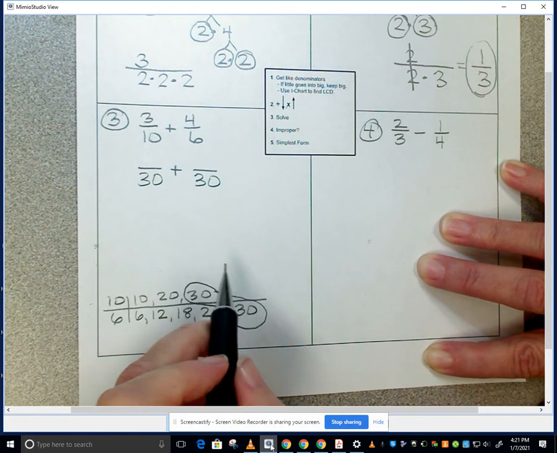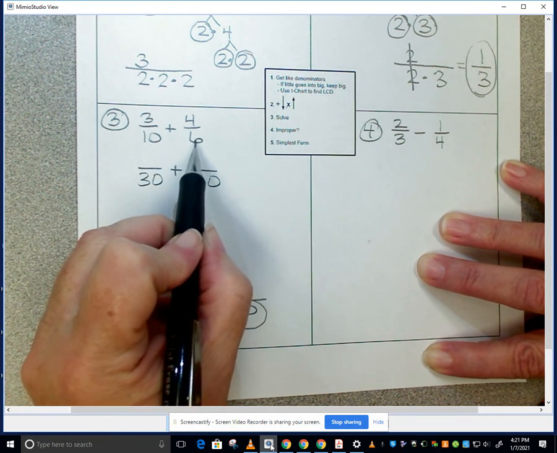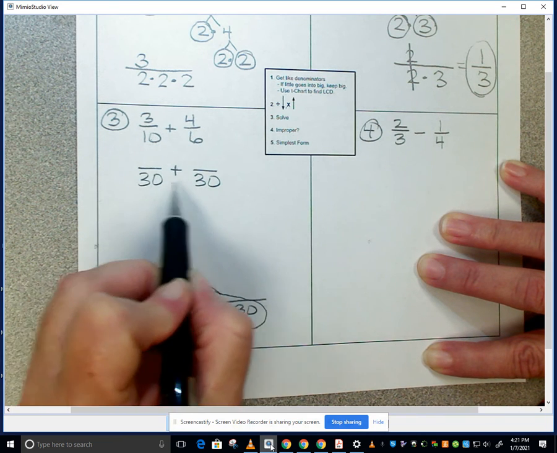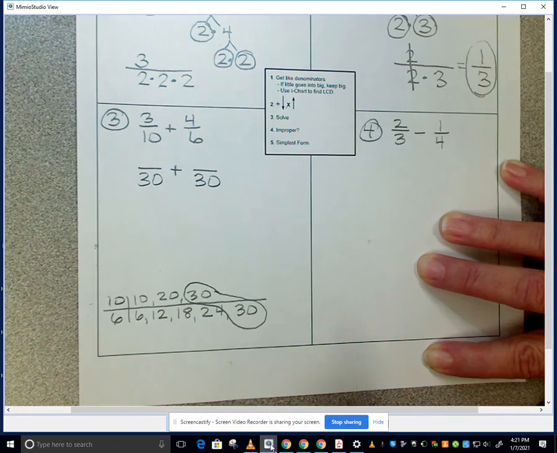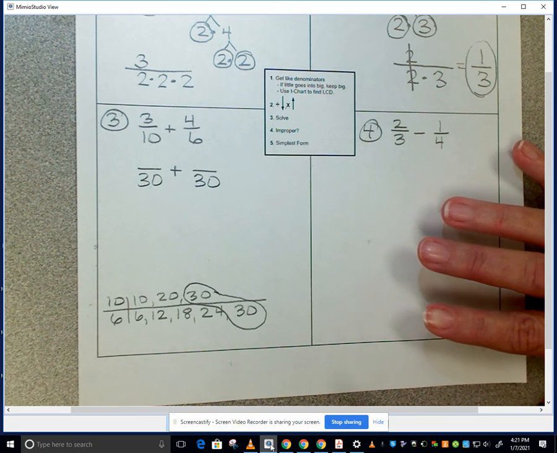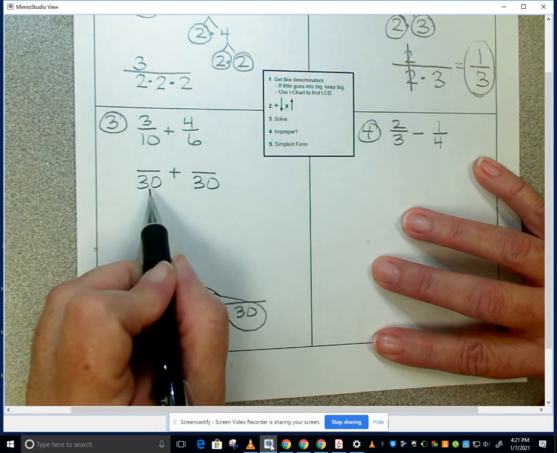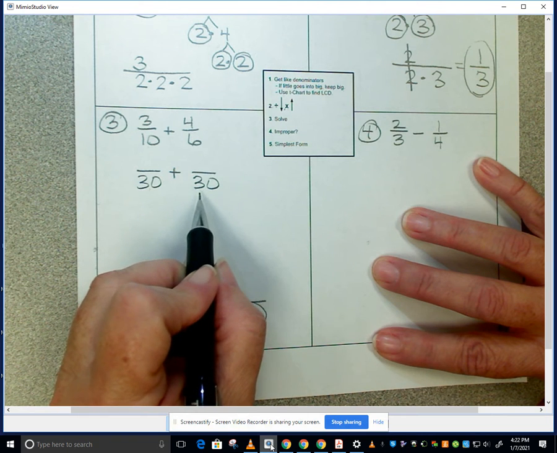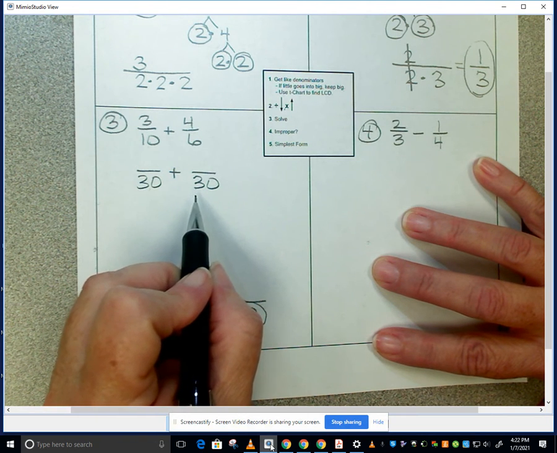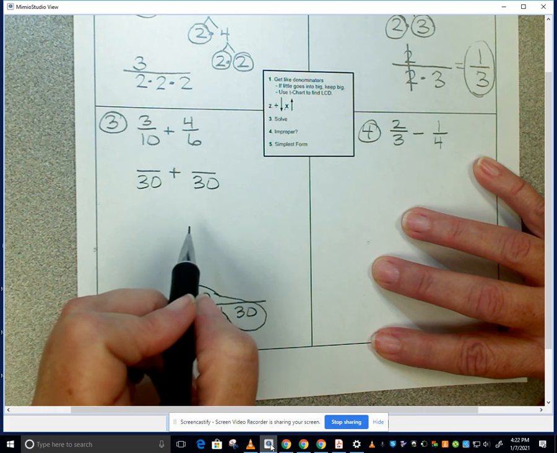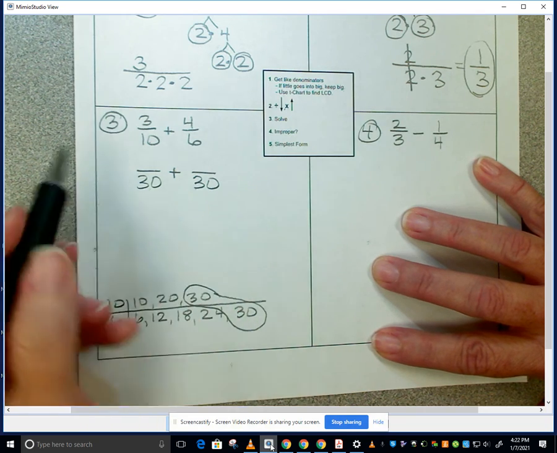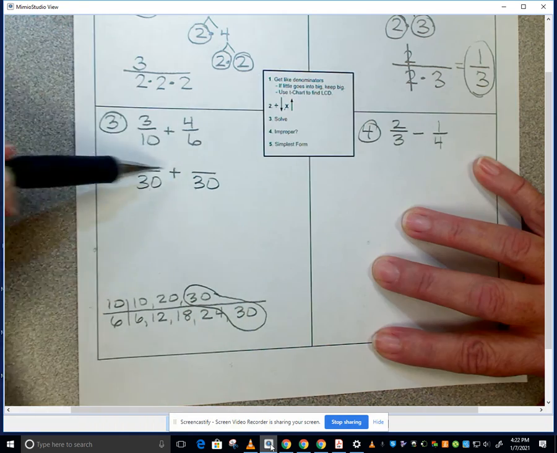Now you might ask, well, I thought we could just multiply 6 times 10 and get 60 and use that. And you can. There's nothing wrong with that. But I'm trying to help you learn to use the smallest number possible as a denominator, and that will keep you from having to do so much work with the problem. So now we've got a denominator.